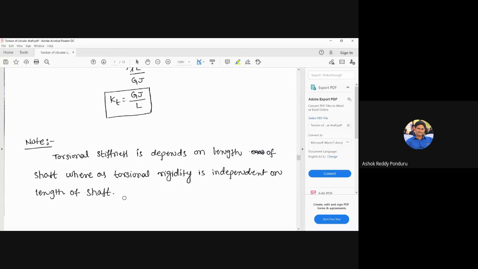That means the more the length, the less the stiffness. Short members are stiffer than long members. Not only here, any stiffness, axial stiffness, flexural stiffness, torsional stiffness, any stiffness depends on length. Any rigidity is independent of length. So finally, I can give one statement: short members are stiffer than long members.